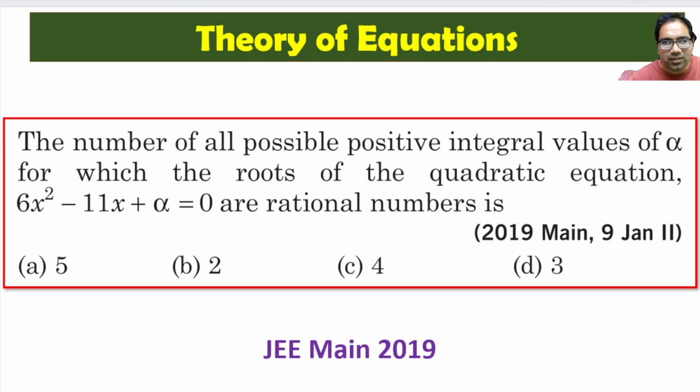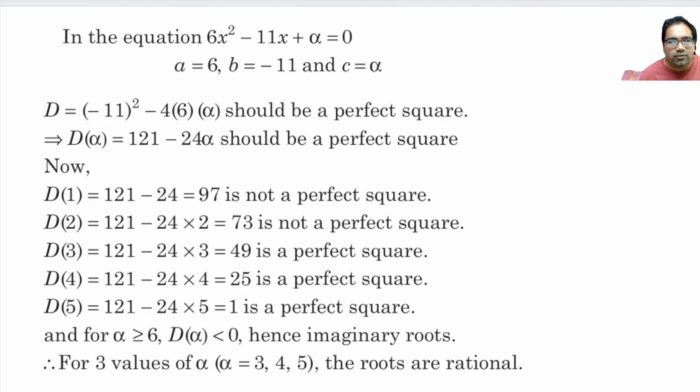Very basic problem. We know for an equation like ax² + bx + c, the roots will be rational when b² − 4ac is a perfect square. Why? Because if we take ax² + bx + c, what are the roots? Minus b plus or minus under root b² − 4ac, by 2a.